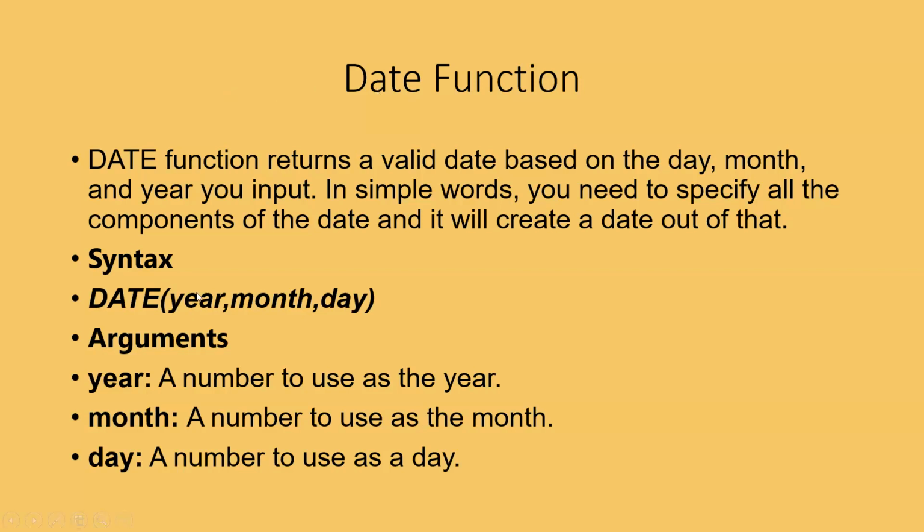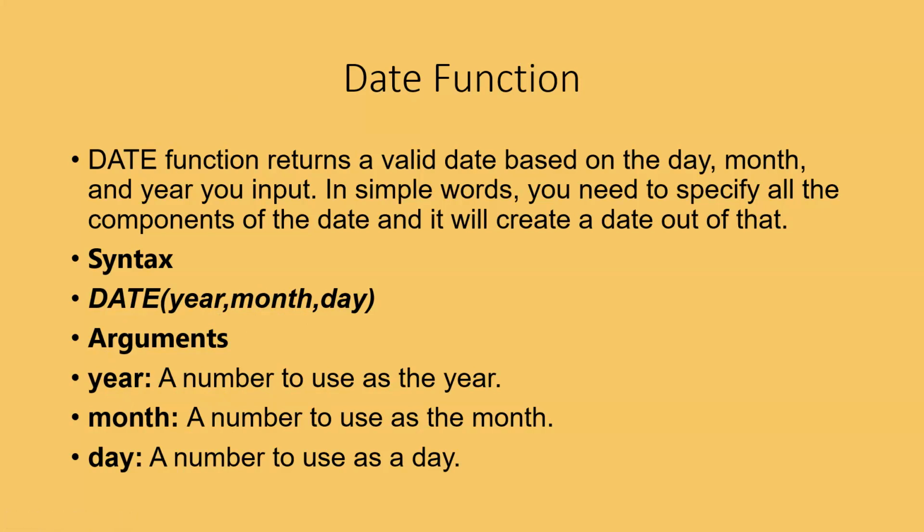The first parameter will be the year value. The second one will be the month, and the third one will be the day. When you input these 3 parameters into the date function, it is going to generate a date for you. The argument is what it's trying to explain for us here. Year is a number to be used as the year, so any number you want to use as a year is what I'm going to put there.